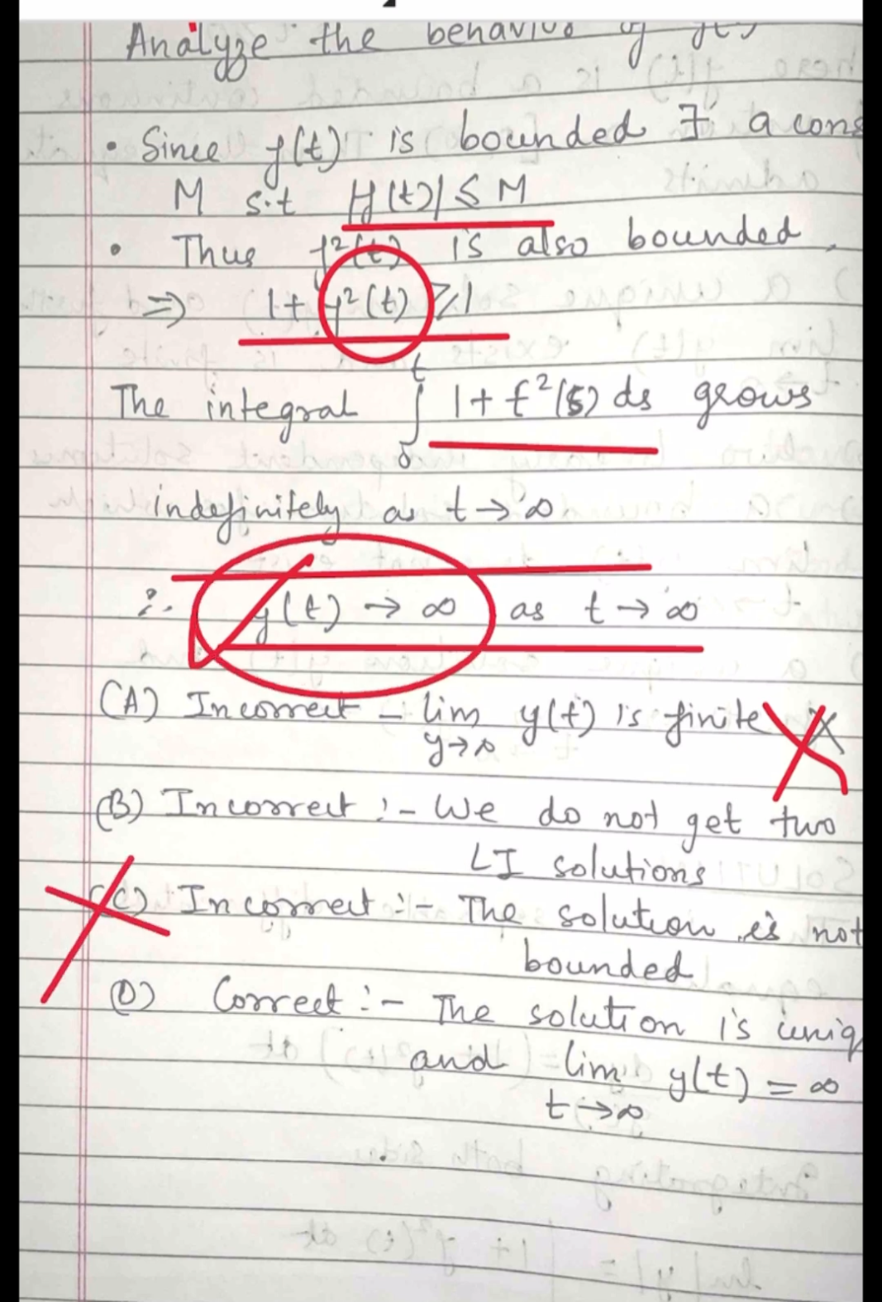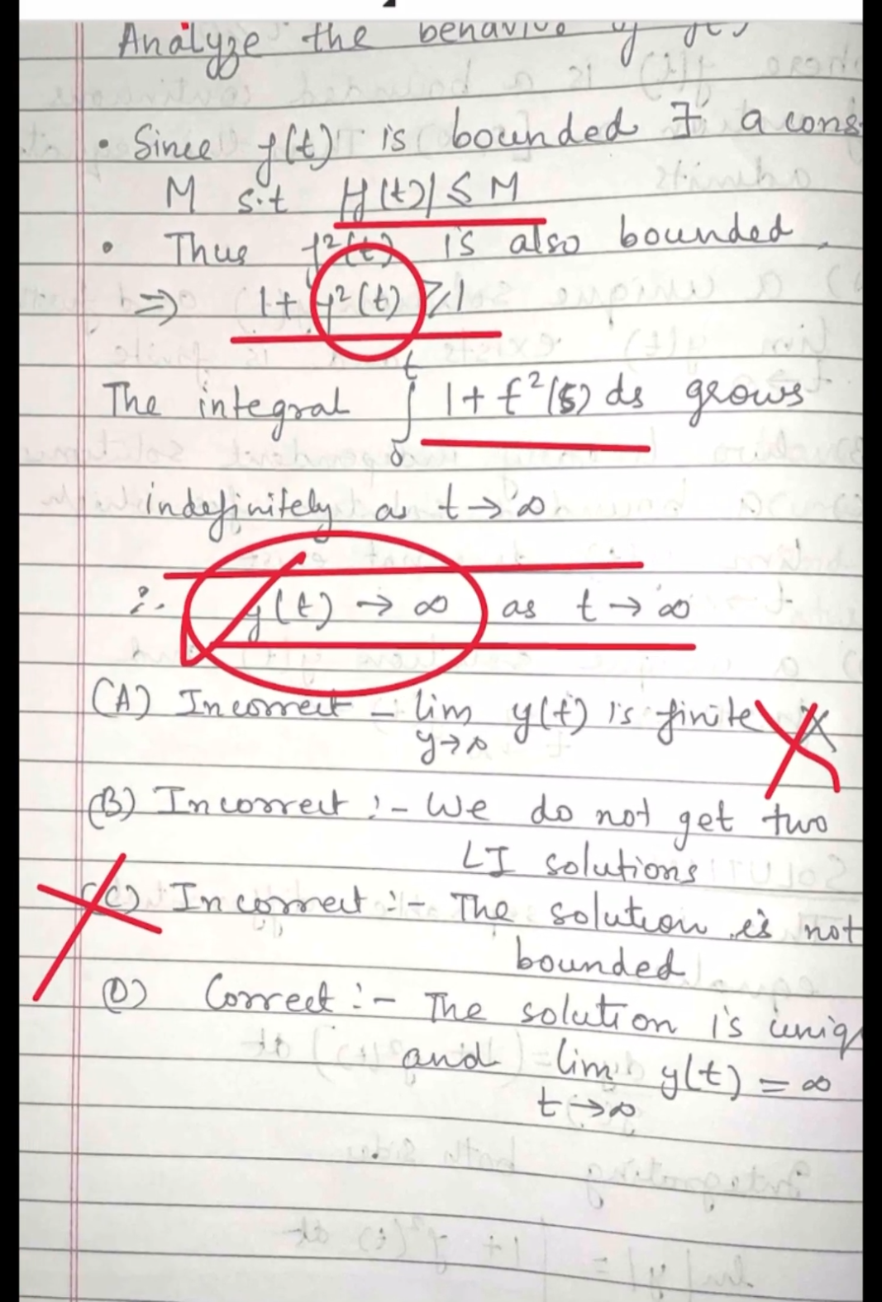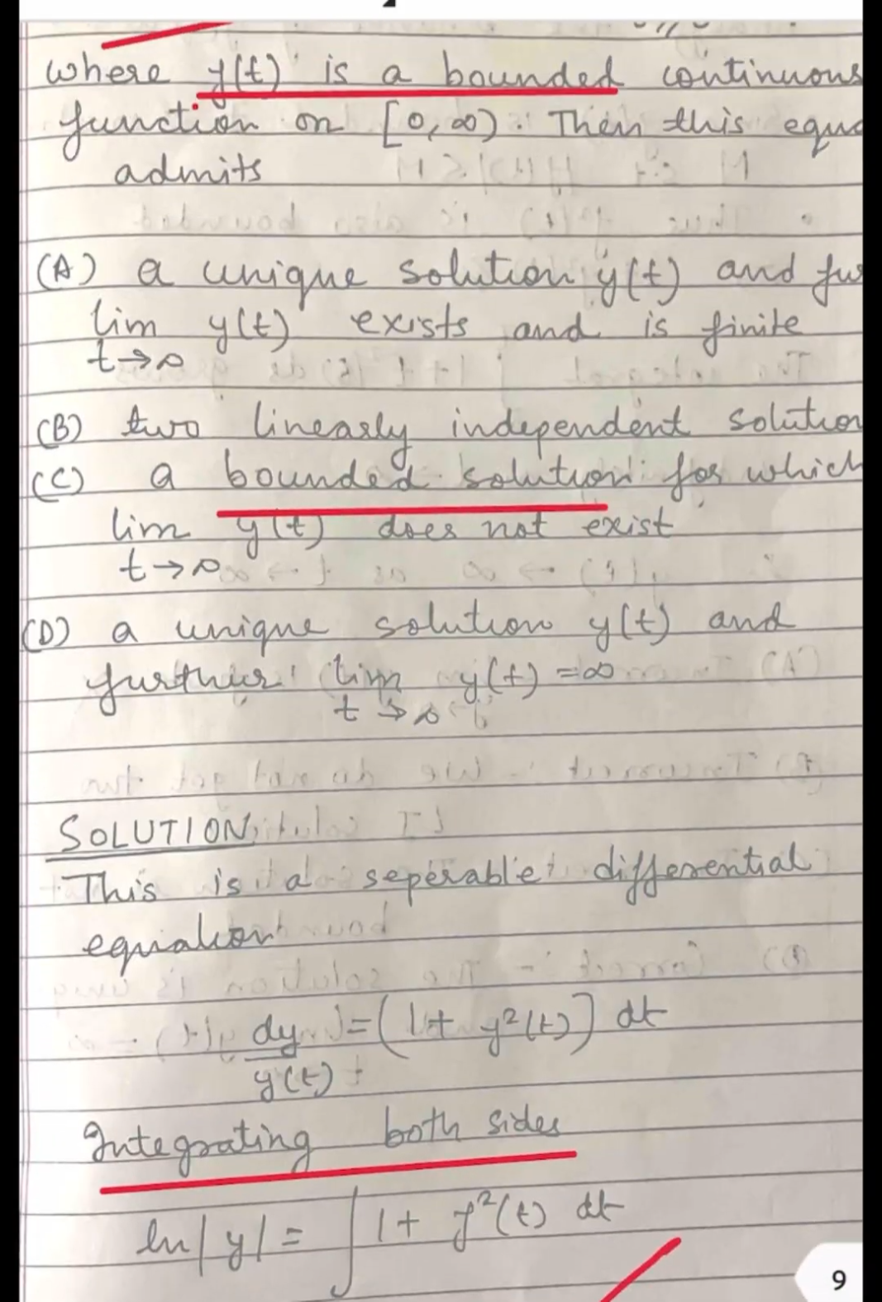And the fourth option says that the solution is unique and the limit of y(t) approaches infinity as t approaches infinity. So the fourth option is correct. So according to this, our fourth option will be the correct option.